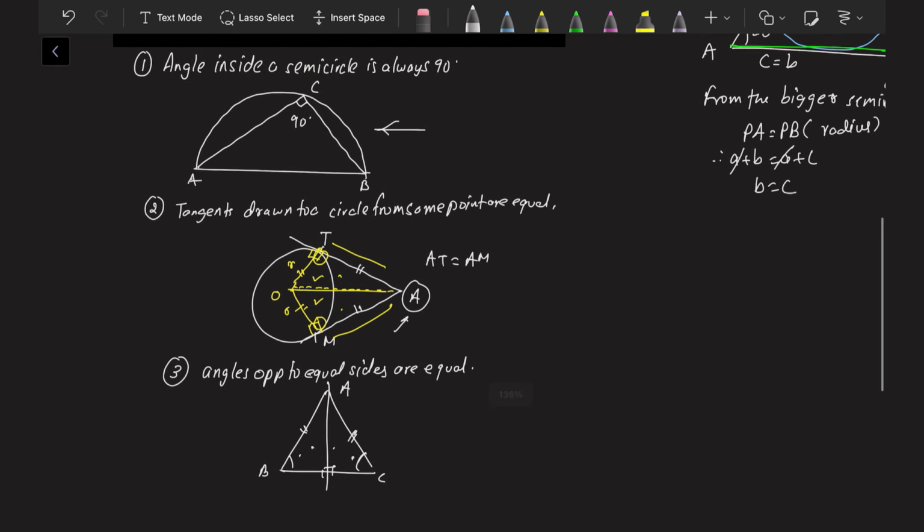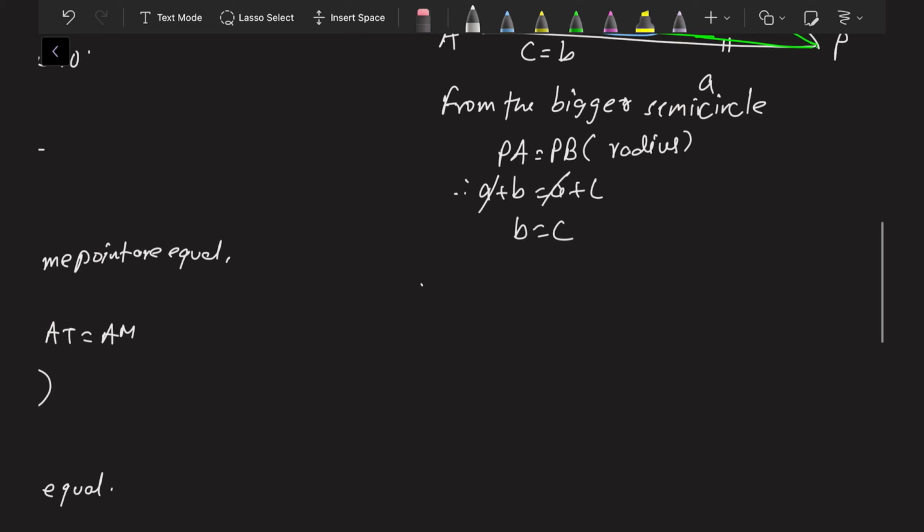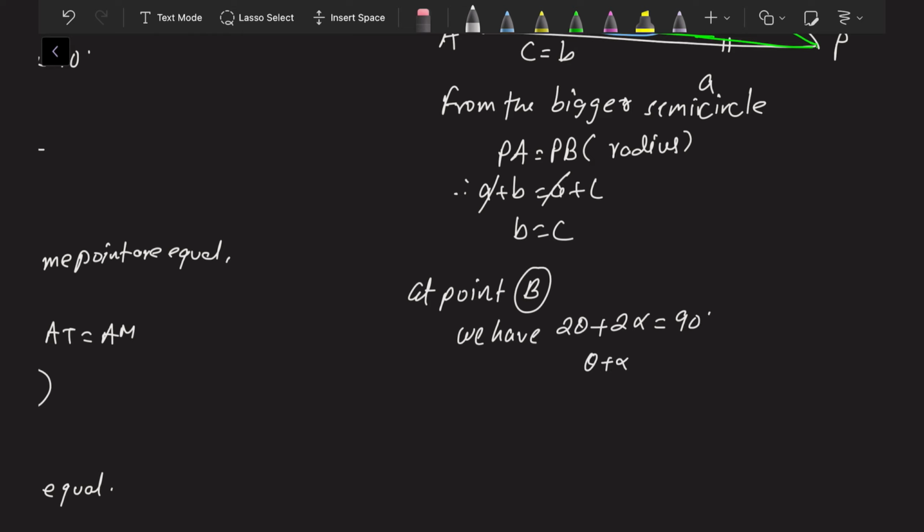The top point we have seen as point B. So at point B, 2 theta plus 2 alpha is going to be 90 degrees. Hence we have a relation that theta plus alpha should be 45 degrees. We'll use this later on.